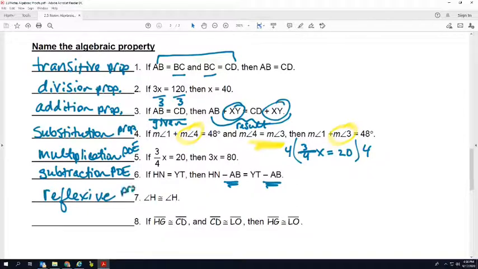Okay, and then next we have if segment HG is congruent to segment CD and segment CD is congruent to segment LO, then segment HG is congruent to segment LO. So we've got the same thing here and here. That makes these congruent to each other. That's the transitive property.